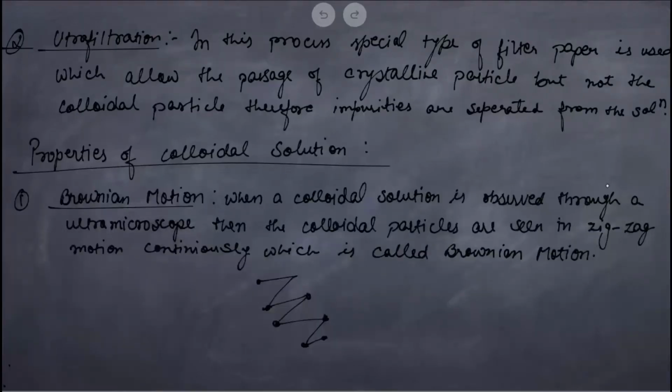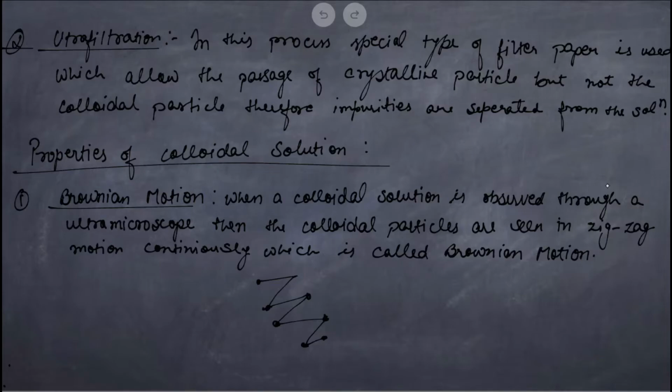The second method is ultrafiltration. In this process, a special type of filter paper is used which allows the passage of crystalline particles but not colloidal particles. Basically this works on the principle of applying pressure, and you do not have to understand that process in detail. You just need to understand this, as we have less time.